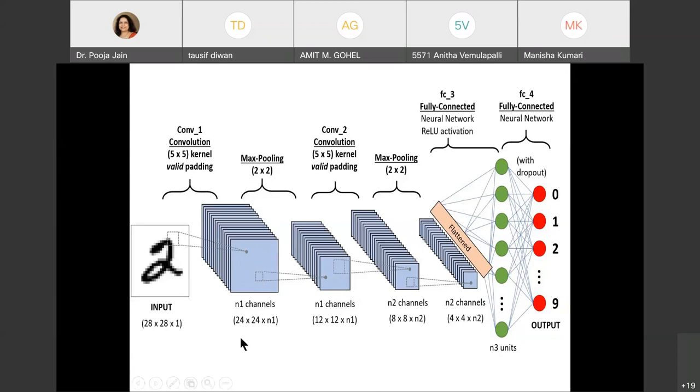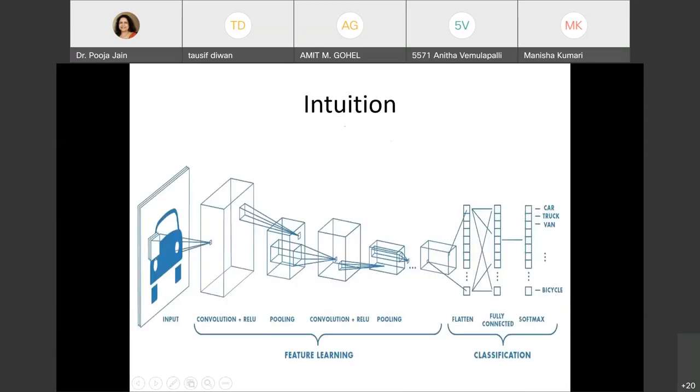And on this 24x24, we apply 2x2 max pooling. After that, what is happening? This 24x24 is getting converted into 12x12. Once again, we apply a 5x5 filter. Here we are applying N2 such filters. Previously, we applied N1 such filters. After that, this 8x8 is getting transformed to 4x4 if we apply max pool of size 2x2 with a stride of 2. Then this is flattened. Then this is a fully connected layer, and last, softmax. Just look at this architecture and this architecture.